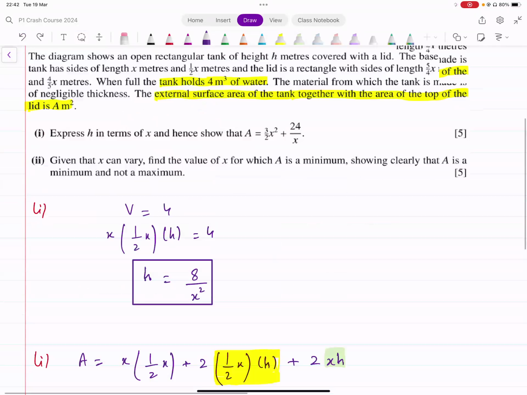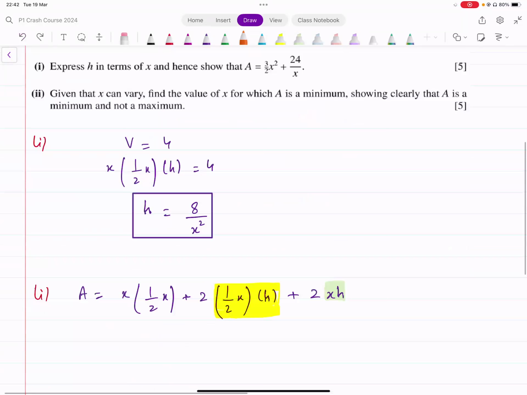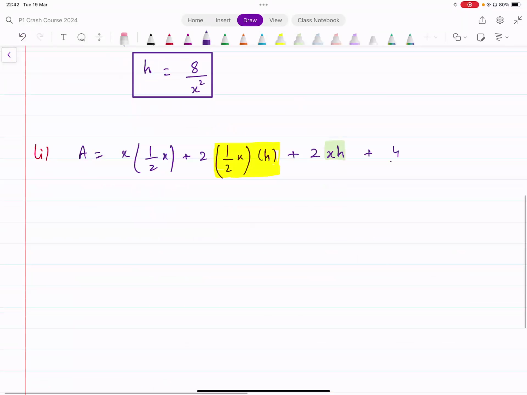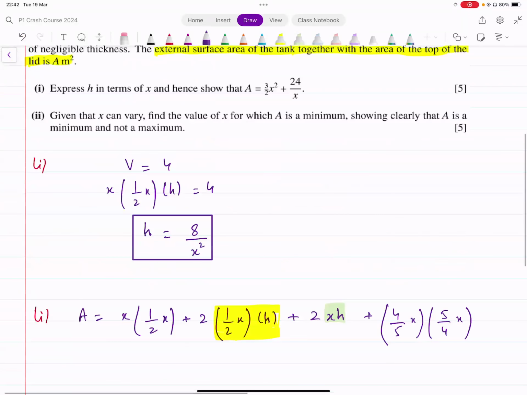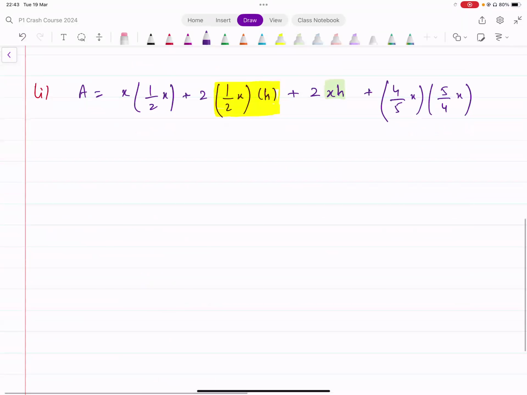And now what about the top of the lid, the upper part of the lid? There's 5 over 4 x on one side, and the other side is 4 over 5 times x. What's the area of the top of the lid? That's all of this region. Just multiply those 2, which gives you 4 over 5 times x into 5 over 4 times x. That's the area of the top of the lid. Now you just add all of these areas up and see what that gives you.